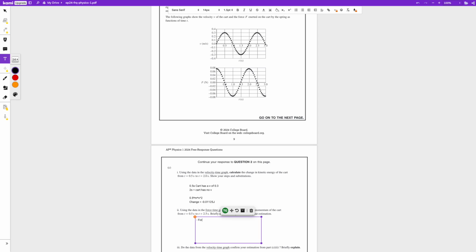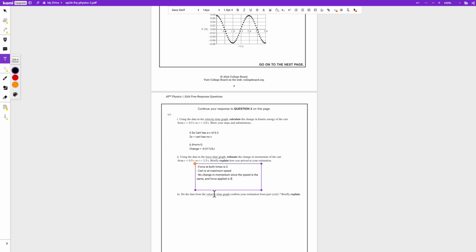So force at both times is 0. Cart is at maximum velocity. I'll write speed actually. Cart is at maximum speed. No change in momentum since the speed is the same. And force applied is 0.